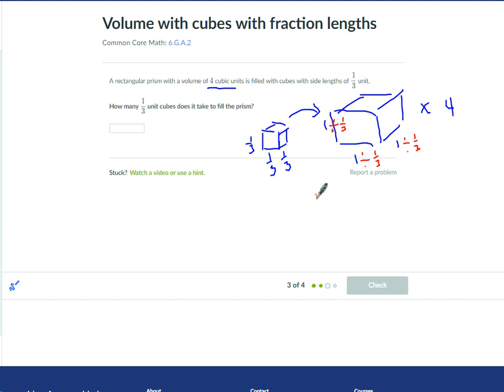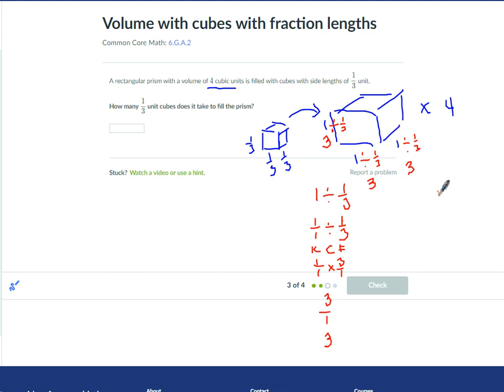So what is 1 divided by 1/3? 1 divided by 1/3 is really 3, but again, if I need to, I'll say 1 over 1 divided by 1/3, and I'm going to keep, change, and flip. So that's 1 over 1 times 3 over 1, and 1 times 3 is 3 over 1, and that gives me 3. So this side would require 3 of the 1/3 unit cubes. This side will require 3 of the 1/3 unit cubes. And this side would also require 3 of the 1/3 unit cubes.